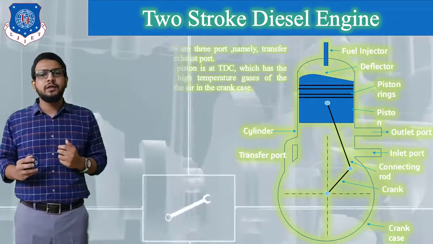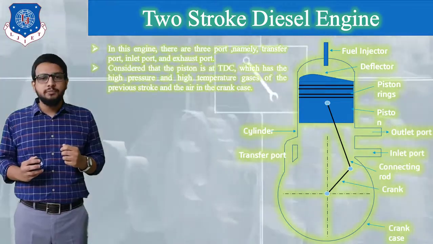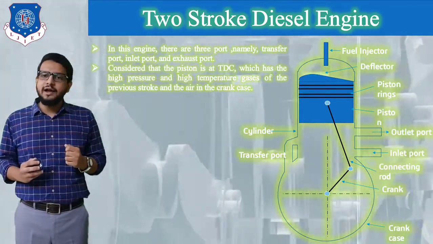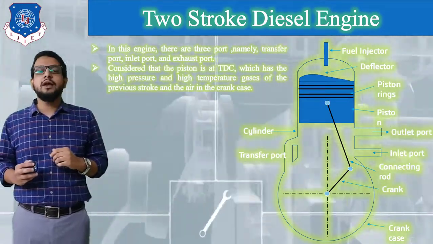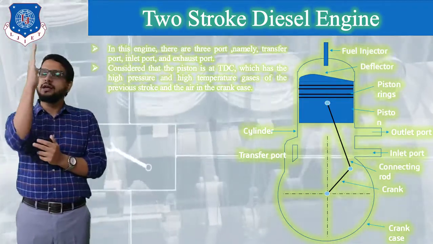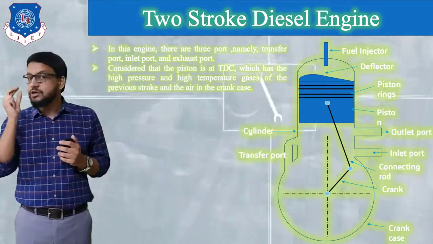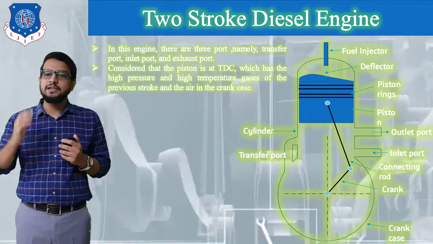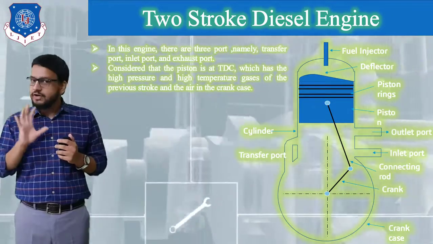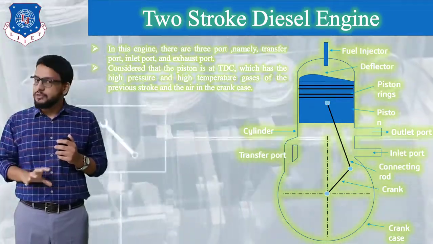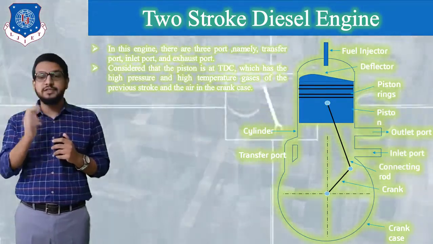So let's see this again. In this engine again there are three ports, that is, the transfer port, outlet port and inlet port. Now considering that, let's say the piston is at its top dead center position, what is going to happen? When it is at TDC position, the crank will be totally straight, the connecting rod will be straight, and within the clearance, let's say that highly compressed air is already present in the clearance volume. At the same time, on the bottom side of the cylinder, that is inside the crankcase, suction has already taken place, and air has entered the crankcase through the inlet port. Now this condition is during the TDC position of the piston, remember that.